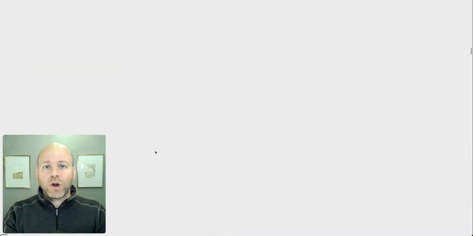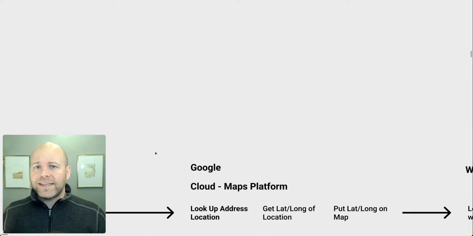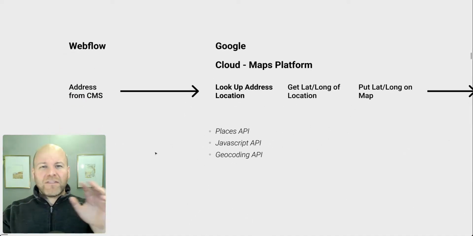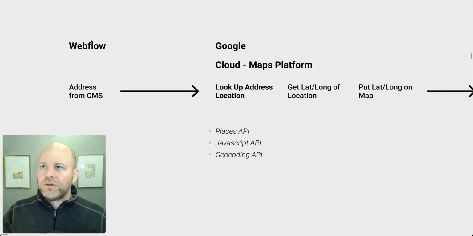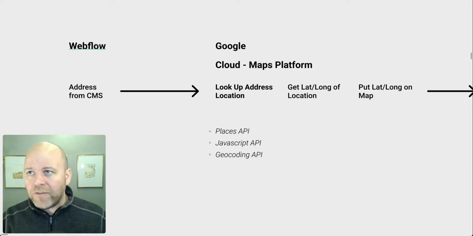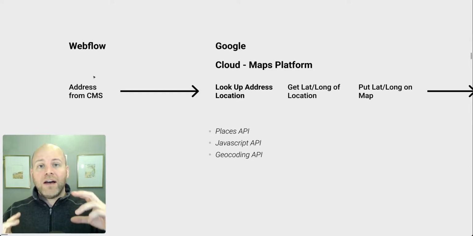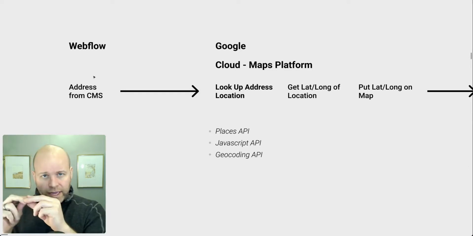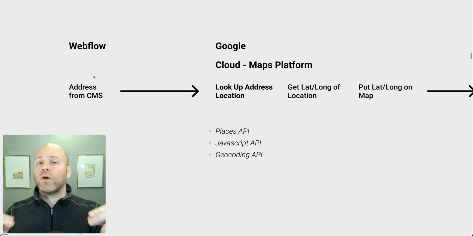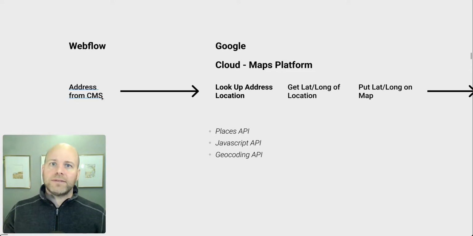Okay, so I want to break down what we're doing so that you have an idea of where we are when we're going through the process. This can get a little complicated because we've got a few different tools that we're using. So here we go. From our Webflow site, we're going to have an address. It's going to be a text field, and we are going to have a single line address stored in our Webflow collection item.